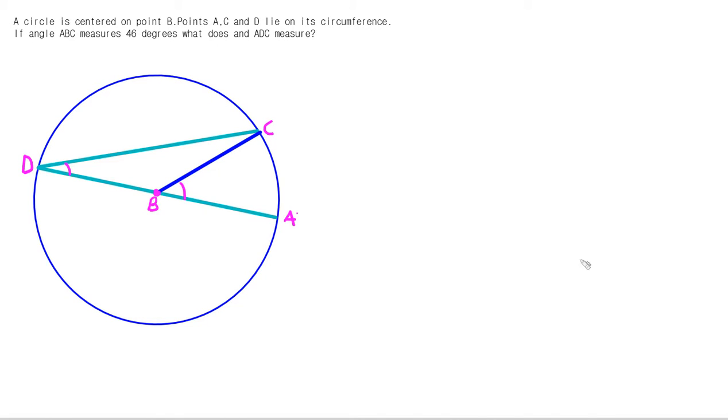So in this video, I'm going to talk about solving questions about inscribed angles. An inscribed angle is the angle formed by two lines whose endpoints lie on the circle. In this case, angle CDB is the inscribed angle.